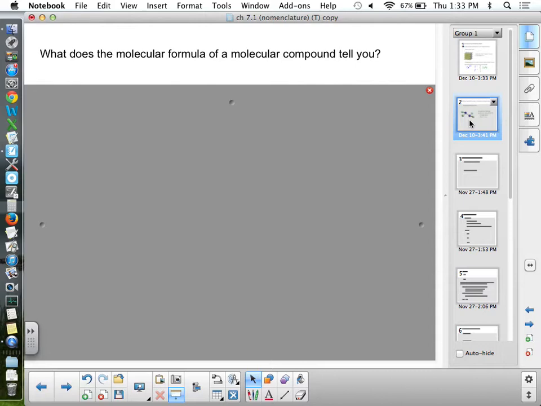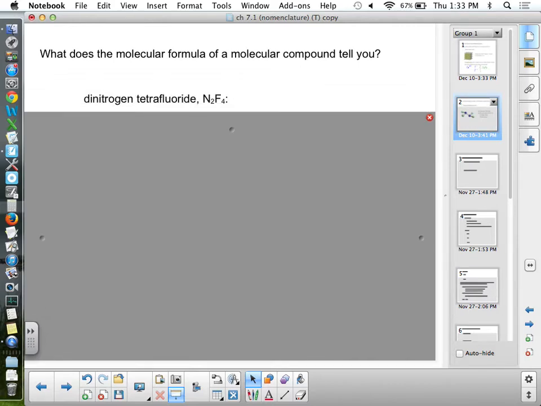What about a molecular compound? In terms of molecular compounds, we call the formula the molecular formula. The molecular formula tells you something more specific. For example, in the molecule dinitrogen tetrafluoride, which has the formula N2F4, we do not express the formula as just the simplest ratio of one element to another.